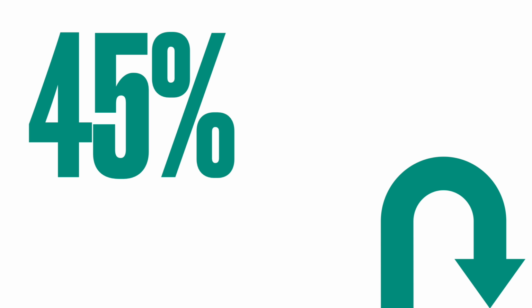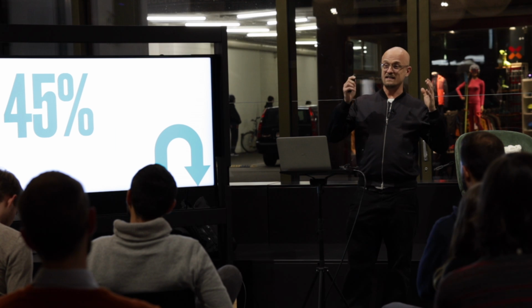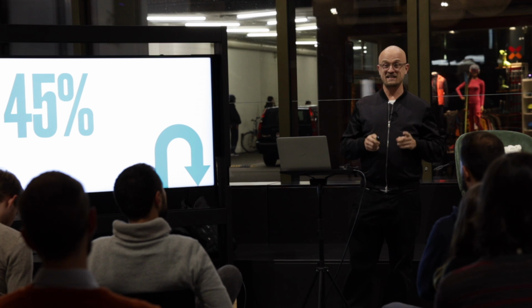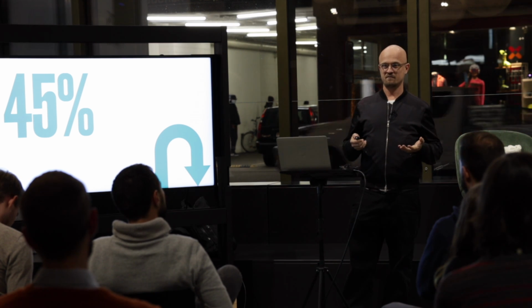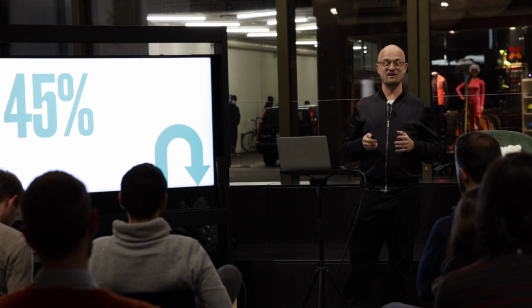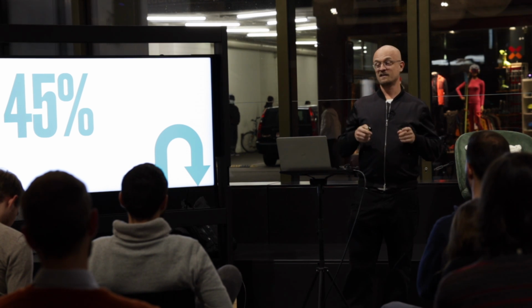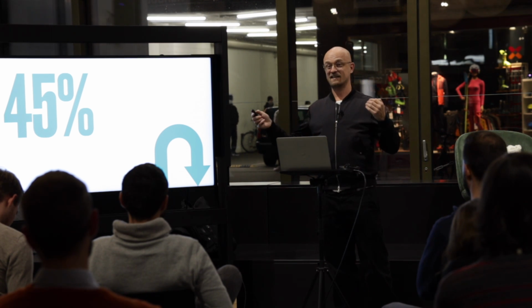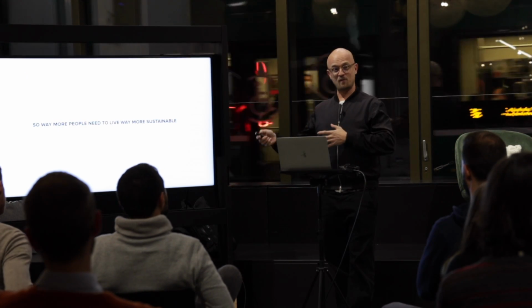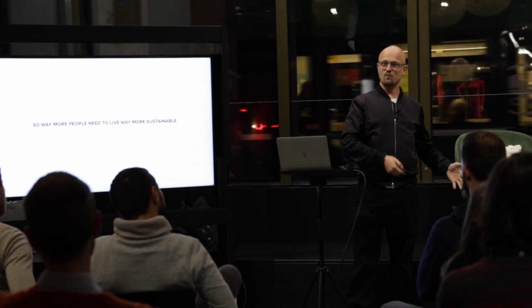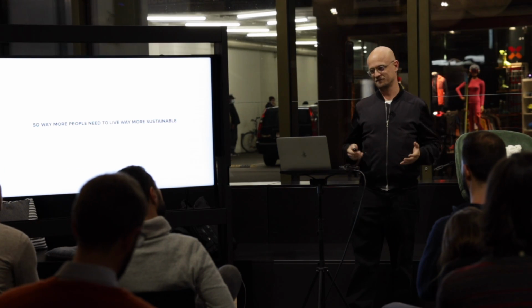45% is the amount of greenhouse gas emissions that we need to cut in this decade alone to reach the 1.5 degrees goal. 45% of all greenhouse gas emissions cut down while we are growing at a rate that gives us 2.5 billion more people in 29 years. Way more people who have to live way more sustainable lives.